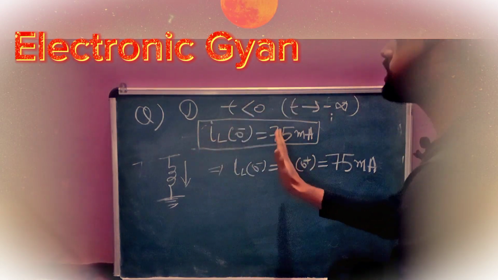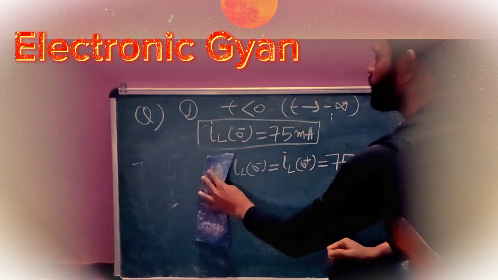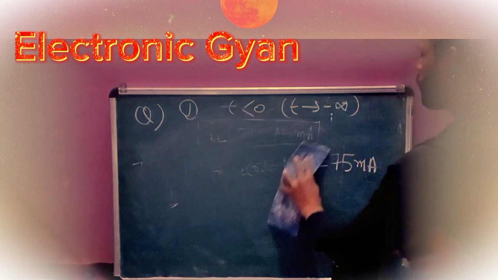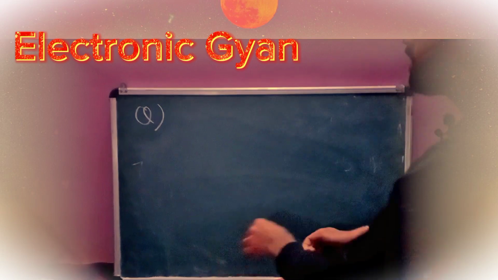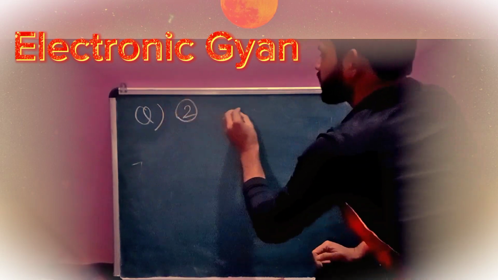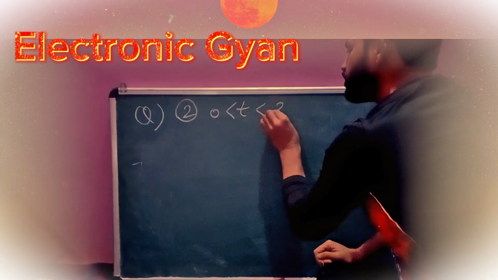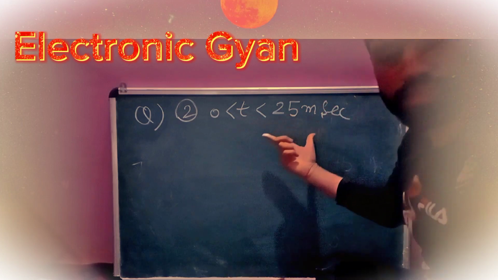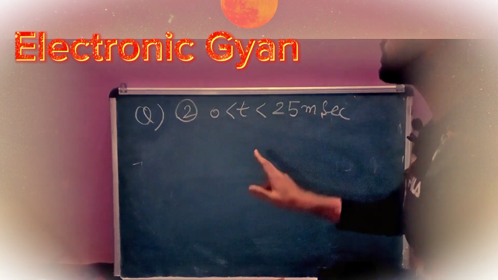So we are going to see the circuit for another case. This was for t less than 0. Now we are going to see the circuit for the next condition. The second condition is the circuit for t greater than 0 but less than 25 millisecond. I'm going to draw this circuit for this duration of time.